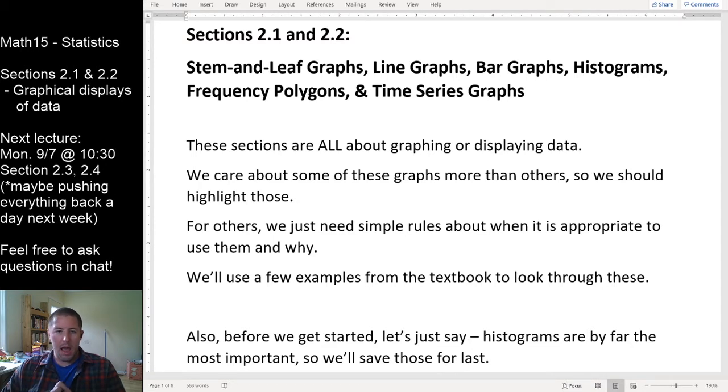And we'll use a few examples from the book, partly because I like a couple of the book examples, and partly because there's one in particular where we'll talk about why I don't like that book example. And the final thing I'll say here is that if you're just reading this list of names up here, it's not obvious what's maybe more or less important. I can tell you certainly that histograms are almost certainly the most important graph that we draw this semester, and so understanding histograms is going to be most important. So I'm going to save that for the end just because I have the most to say about it.